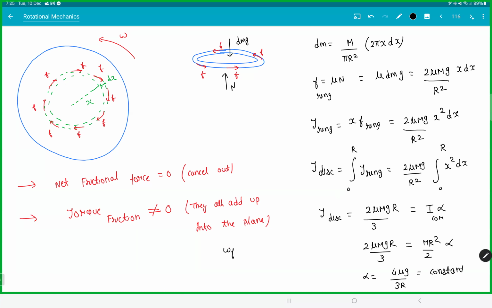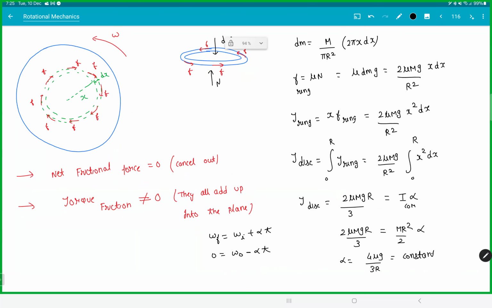Therefore, I can use omega final is equal to omega initial plus alpha t. Finally, the disk will stop. This is omega naught and this is minus alpha t. From here we get the time, which is omega naught by alpha, which is 3r omega naught by 4 mu g. Once you got alpha, it is just a matter of circular kinematics. Have a look at the steps.